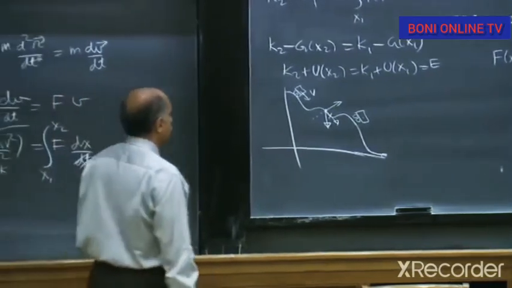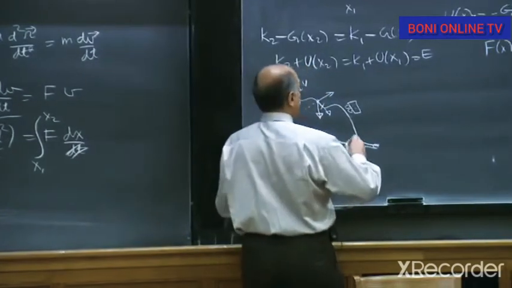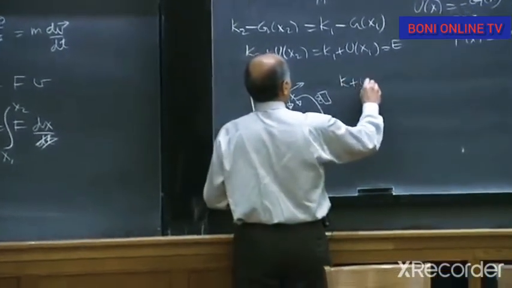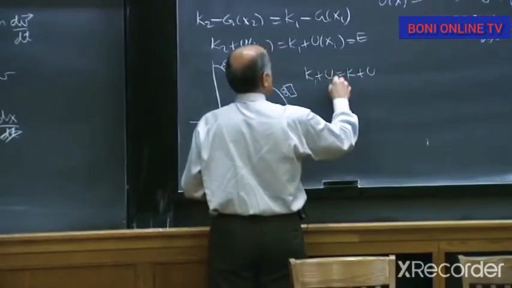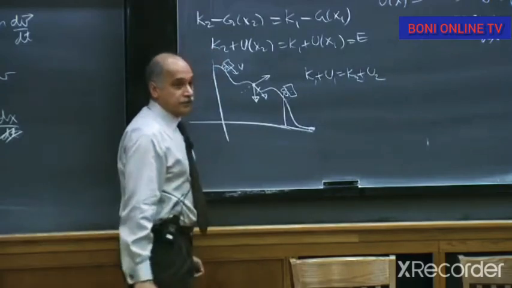But that's not how we do this. We use the fact that the gravity force allows us to define an energy, and I'll come to that in a moment. Then we say kinetic plus potential in the beginning is kinetic plus potential at the end, and we can simply find the velocity here if we knew the potential energy here.